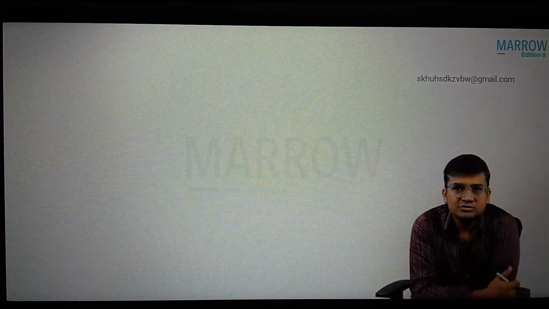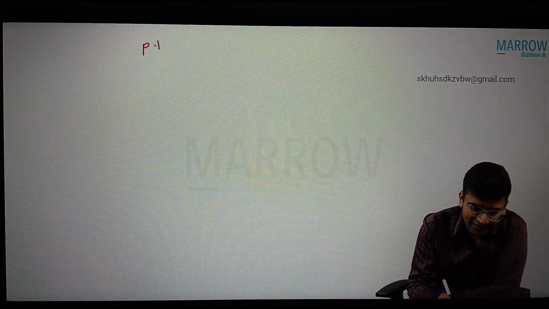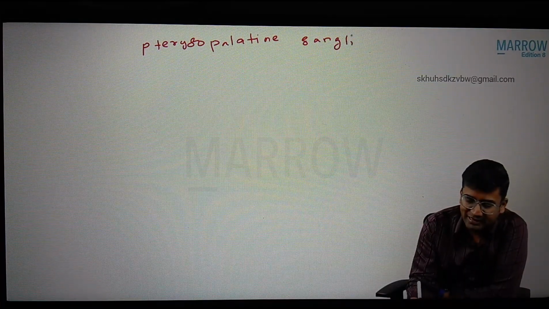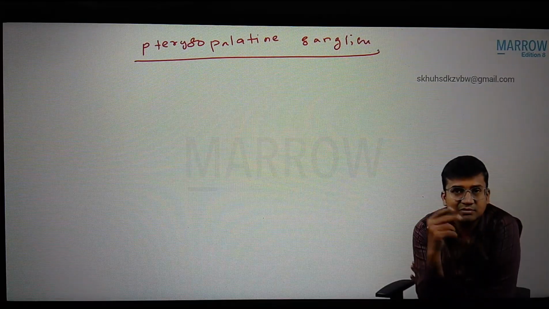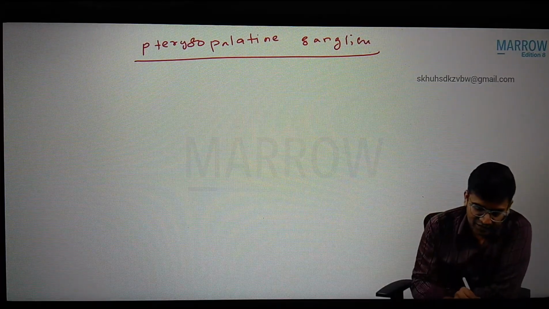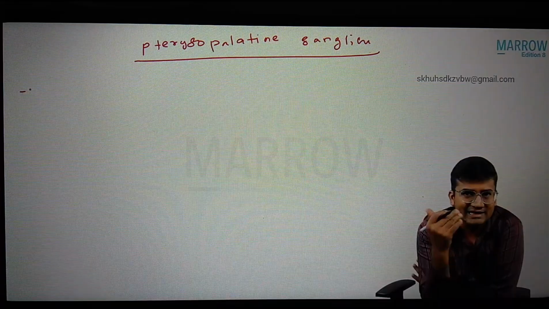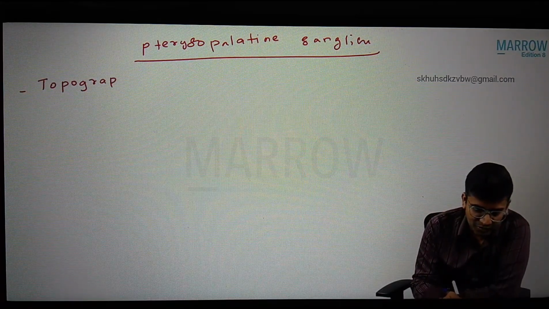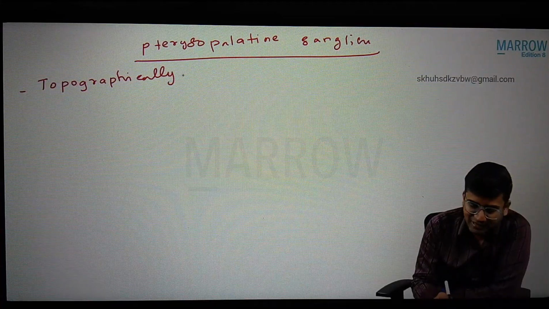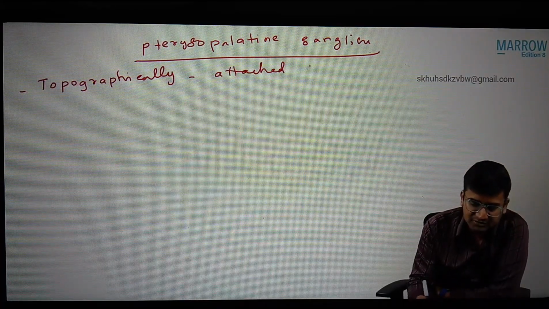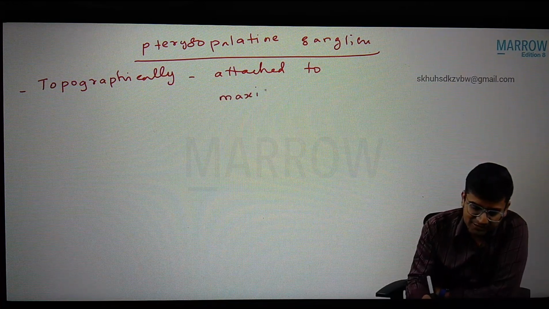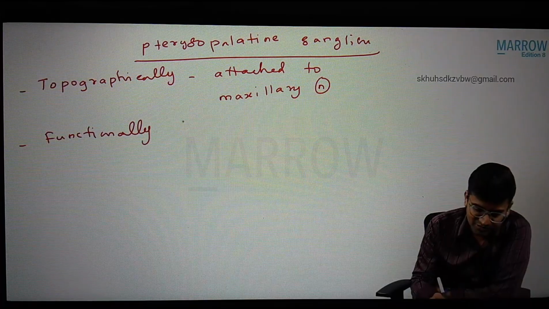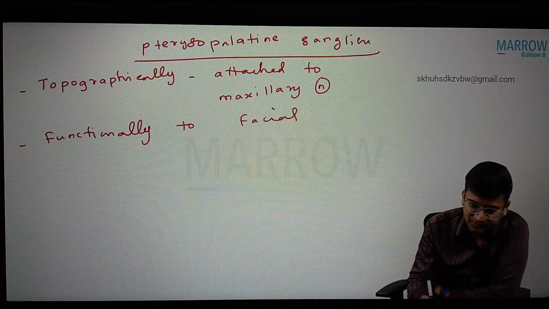So now we're going to discuss the pterygopalatine ganglion. I told you already, the pterygopalatine ganglion is the largest parasympathetic ganglion. As usual, we're going to discuss any ganglion under these four headings only: topographically, anatomically, and so on. The pterygopalatine ganglion is attached to which nerve? Maxillary nerve. But functionally attached to the facial nerve.